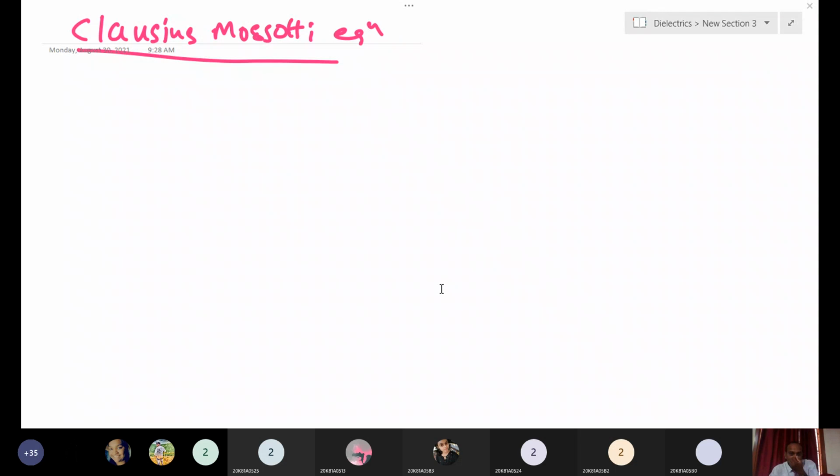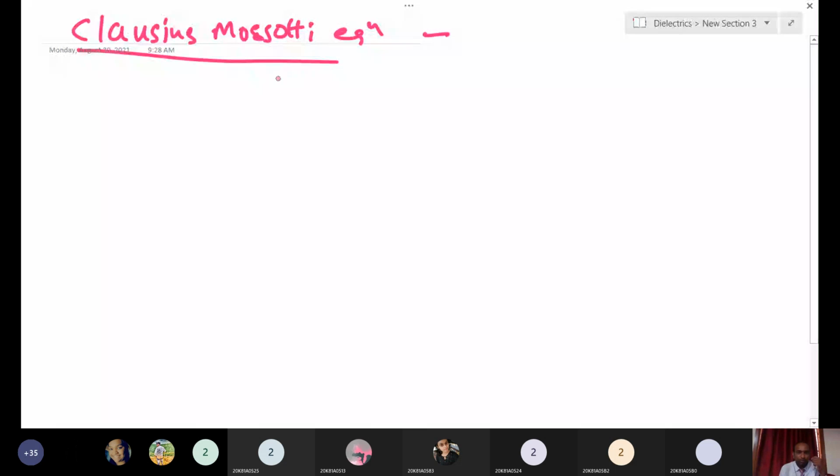In the second part, we have dielectric materials. The first part is the Clausius-Mossotti equation and the local electric field. These two are very important. We will discuss that one. So first one, what does this equation mean?